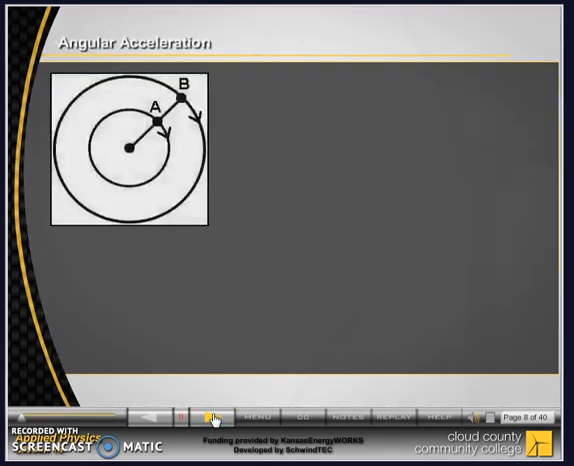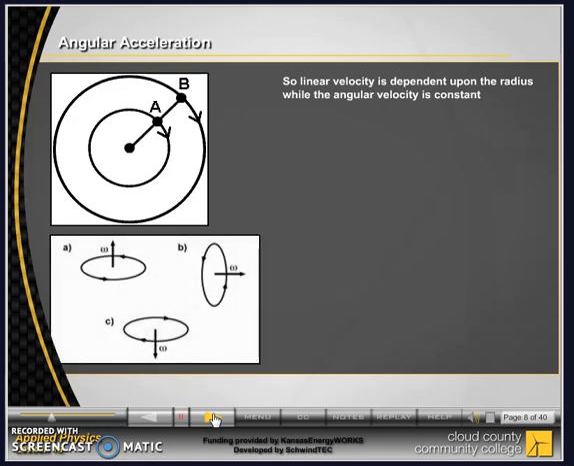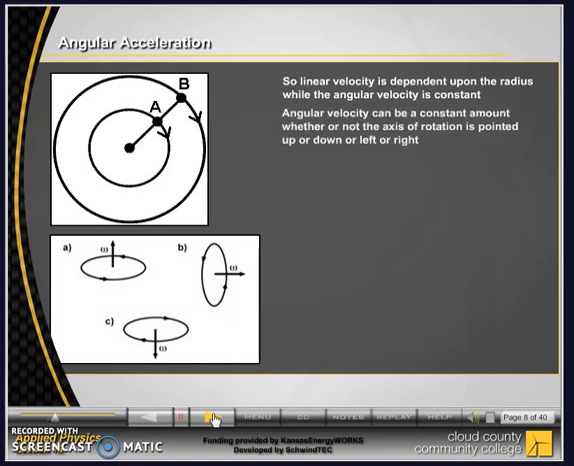In the figure to the left, you see that points A and B will have different linear velocity values, but the turntable will have the same angular velocity, rotations per time, no matter which point, radial distance, you choose from the center. So linear velocity is dependent upon the radius while the angular velocity is constant. In the second figure, you see that the angular velocity can be a constant amount whether or not the axis of rotation is pointed up or down, or left or right. The angular velocity is the corkscrewing type motion that describes the rate at which an object is spinning on an axis.